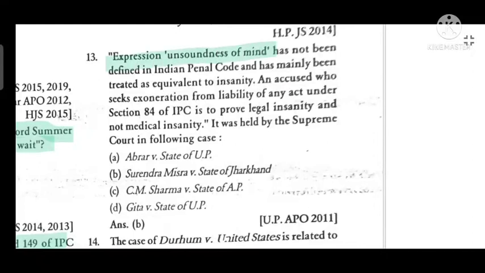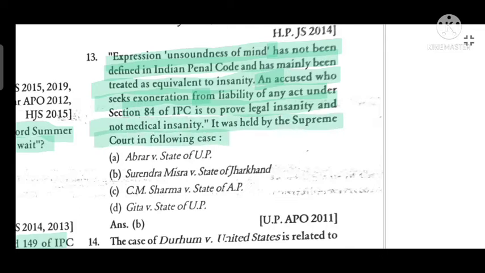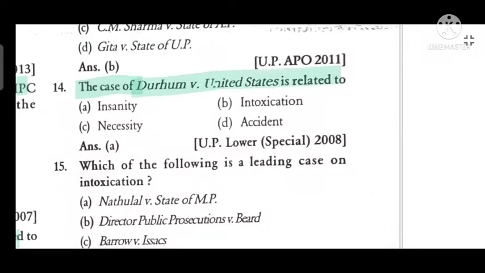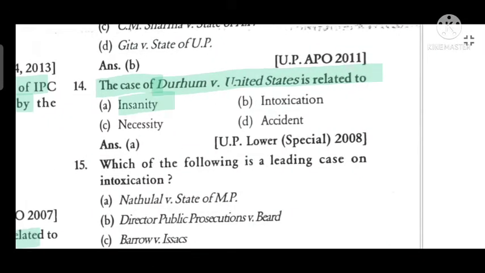The expression unsoundness of mind has not been defined in IPC and has mainly been treated as equivalent to insanity. An accused who seeks exoneration from liability of any act under section 84 of IPC has to prove legal insanity, not medical insanity. It was held by the Supreme Court in the case of Surendra Mishra versus State of Jharkhand. The case of Durham versus United States is related to insanity.